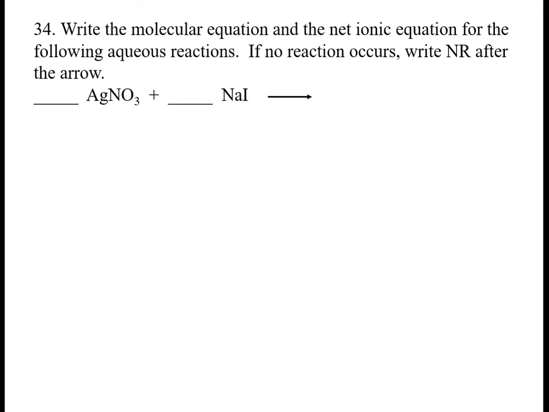So here is a type of reaction. It says to write the molecular reaction and the net ionic for the following aqueous reactions. What this means is that all my reactants, unless it states otherwise, are aqueous. If no reaction occurs, write an NR after the arrow.